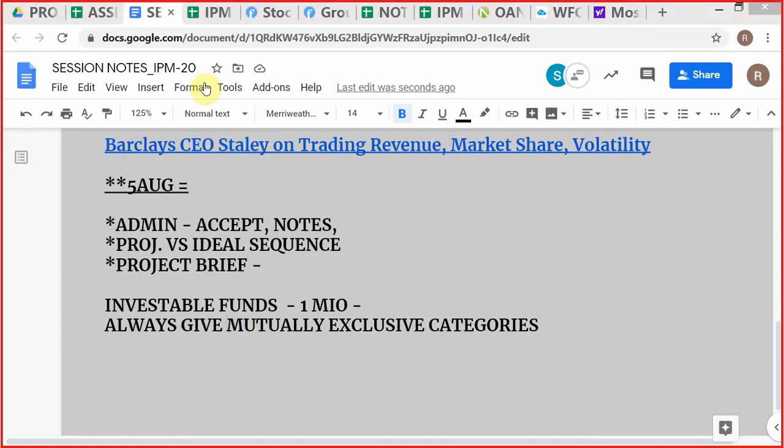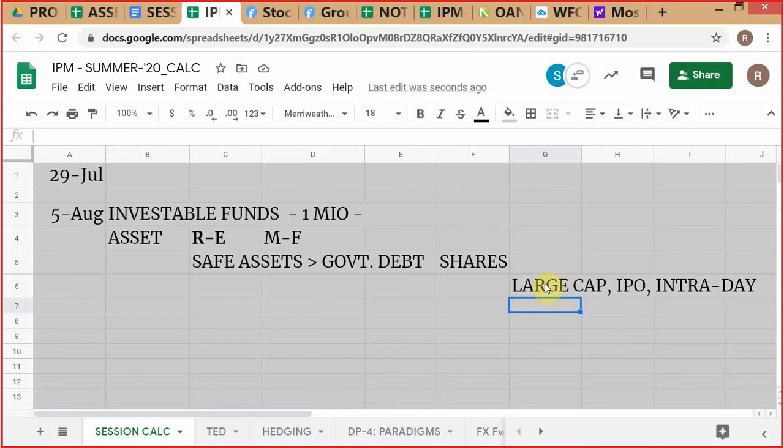I'll take two examples, Sambhavna's example and Rag's example. Both of them have given categories which are not mutually exclusive, because you can do intraday trading in large cap stocks. You can also have IPOs. Can I clarify one thing? Yes. What I meant by large cap was large cap for long term investments, and mid cap and small cap for intraday. Okay, fine. In that case, fine. I understand what you're saying.